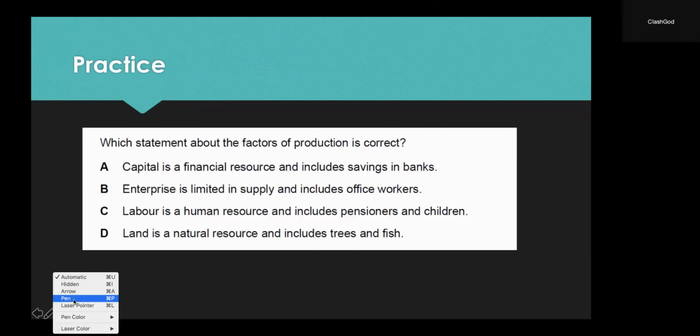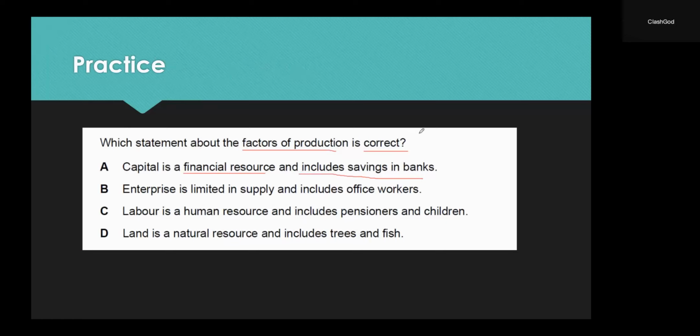We have to look at some practice questions. First one: which statement about the factors of production is correct? A, capital is a financial resource and includes savings in banks. We talked about this before. Money is not considered as capital, because capital is human-made tools that aid in production. Money does not produce, so money is not a type of capital.